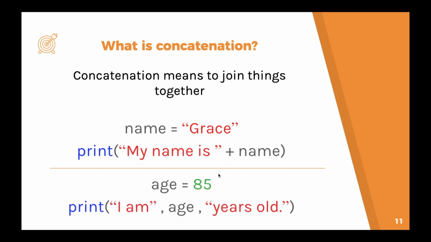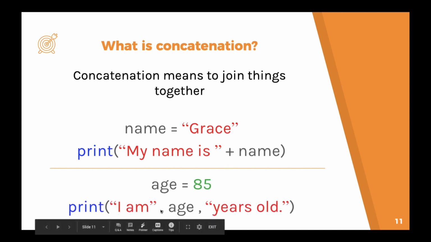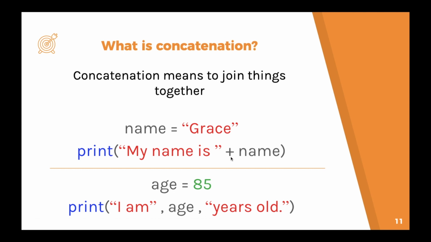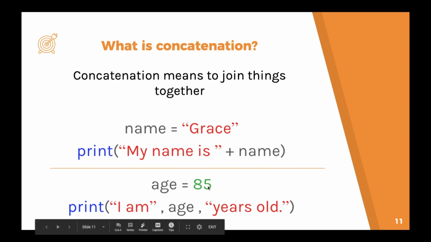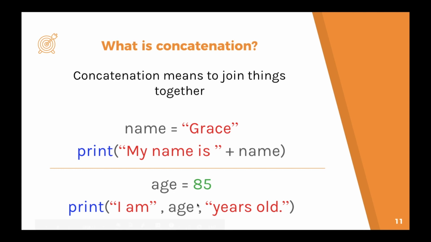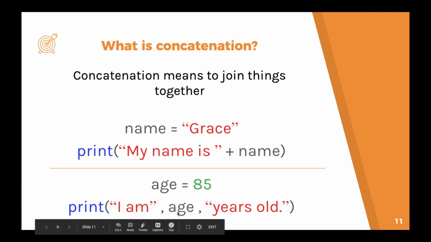The second way is to join information with commas. And so I have age equals 85, and then I print I am, comma, age, comma, years old. Now commas do the same thing as plus signs. They join things together, but they also add a space, and we'll practice that. And commas also do one other thing, which is, if you notice age is an integer, it allows you to join numbers without a problem.